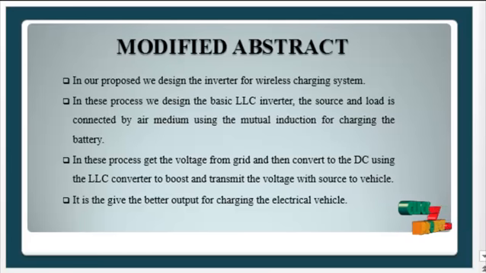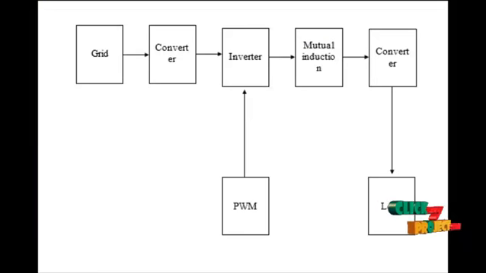In this process, the inverter will be connected between the source and the load through the air medium. Here, mutual induction is used to induct the primary coil current to the secondary coil load. The feedback signal will be obtained from the wireless sensor networks. That helps to improve the future vehicle charging system. Now we see the flow diagram for our proposed work.